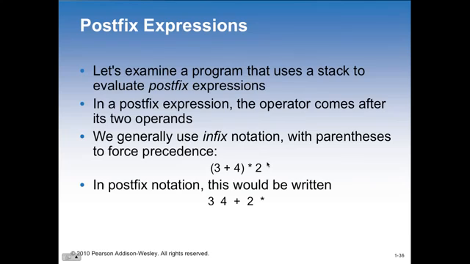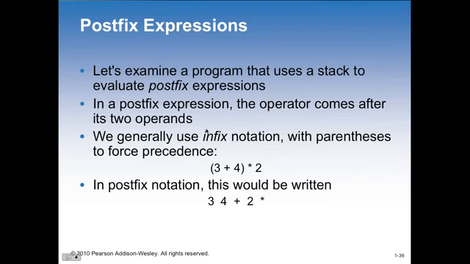Postfix expressions. Let's examine a program that uses a stack to evaluate postfix expressions. Actually, history is normally stored in a stack as well, in terms of history of commands that have been typed in, history of anything. Log files are normally stored in a stack format as well.